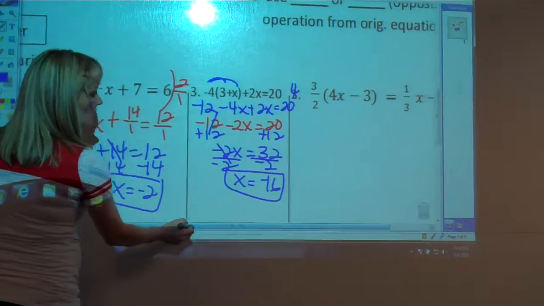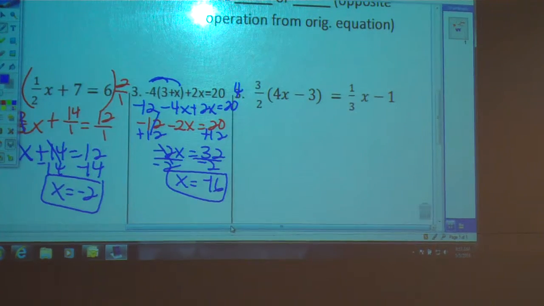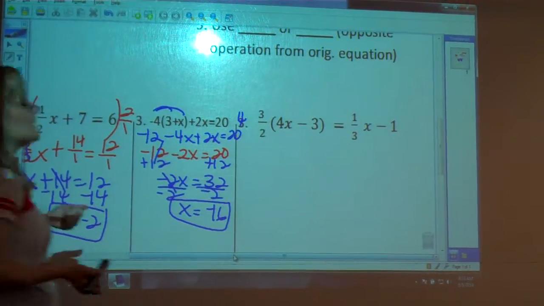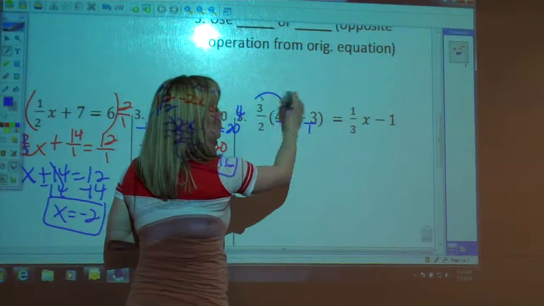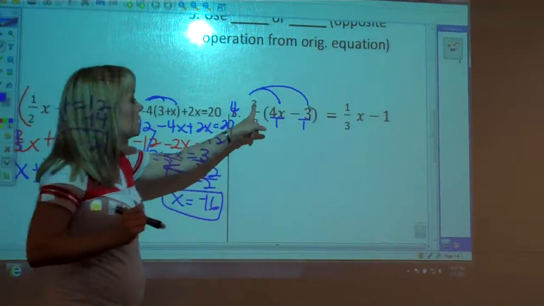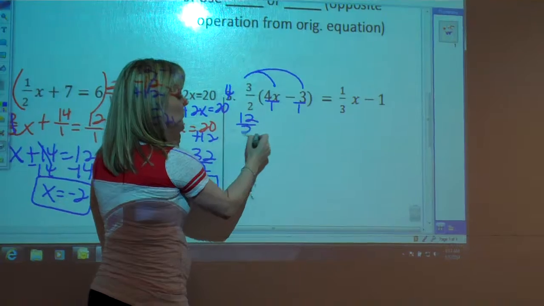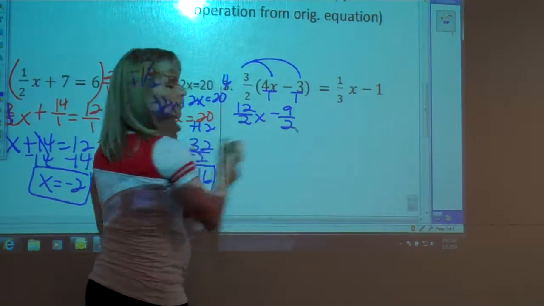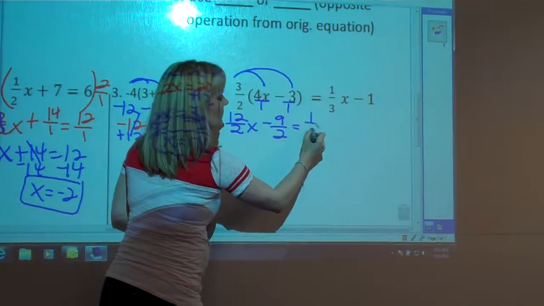All right, sorry, this is actually number 4. Let's go ahead and move on over to number 4. Notice here you do have some fractions, but you also have some distributing. So which one do I need to do first? Distributing. Very good. So keep in mind these are whole numbers, and any whole number I can write over 1. When I distribute, remember you're multiplying fractions straight across the top and straight across the bottom. 3 times 4 is 12 over 2 times 1 is 2 x. 3 times negative 3 is negative 9 over 2 equals, did I do anything over here? No, but I need to rewrite it, right?